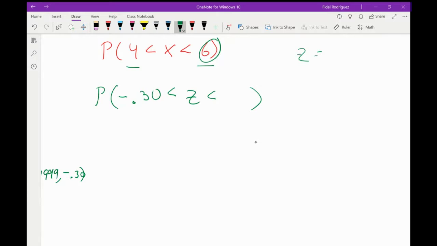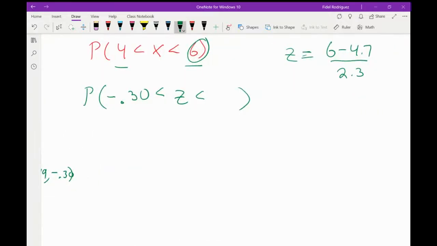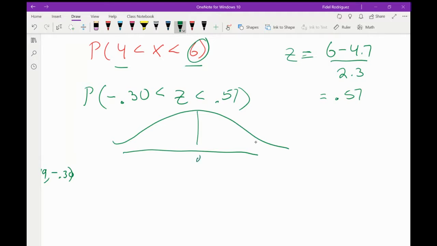Let's say Z is going to be equal to 6 minus 4.7, divided by 2.3, right? And if I take 6 minus 4.7 divided by 2.3, I'm coming up with about 0.57. So now, 0.57. Let's get a visual. Here's my normal curve, right? Here's 0. We said right over here was negative 0.30. Right about here is going to be 0.57. We're looking for the area in the middle.